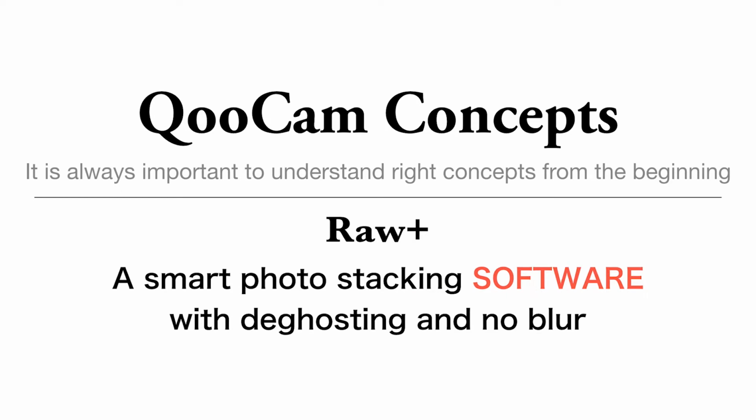And the Raw plus, for some of you who attended my tutorial 2 months ago, I have a long tutorial on the DNG8 and Raw+. So when we talk about Raw+, the Raw+ is a software. It is a smart photo stacking software with some good features like ghosting and no blur, and reference image alignment, right? So the Raw+, in fact, is a software.